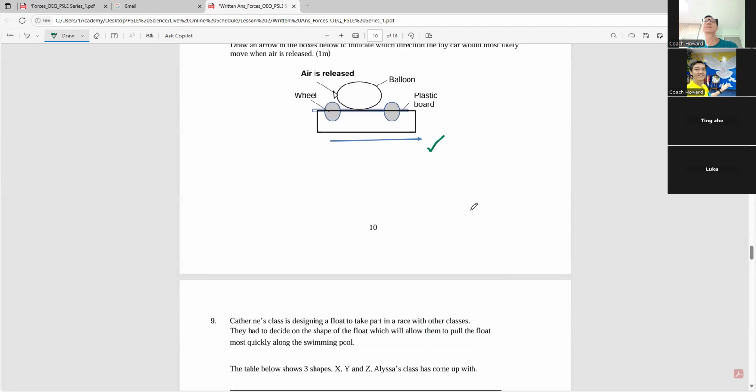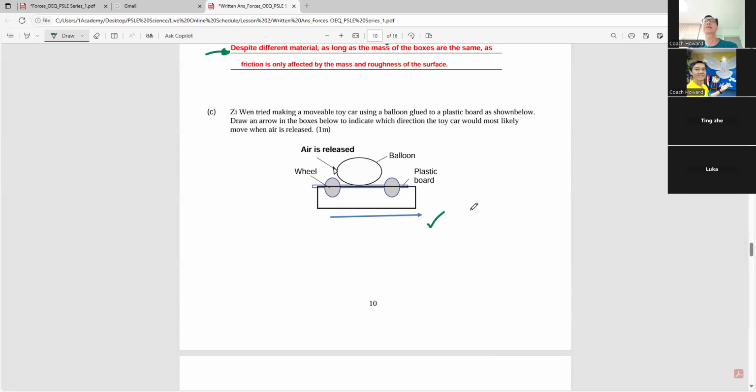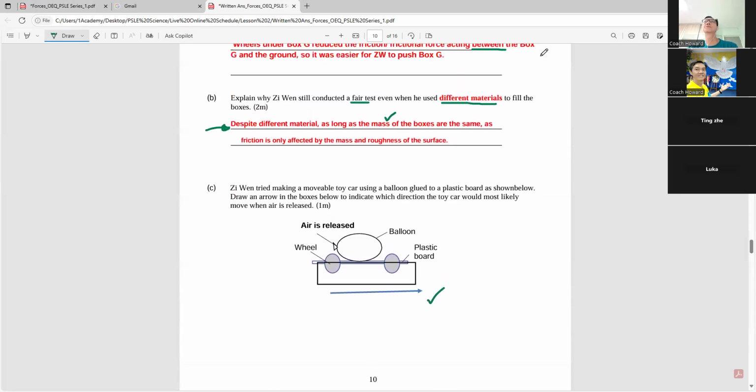Next, there's a part number 9. We'll do it later. So we would stop here for a short break.